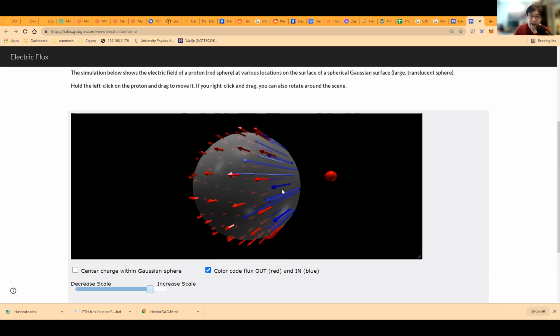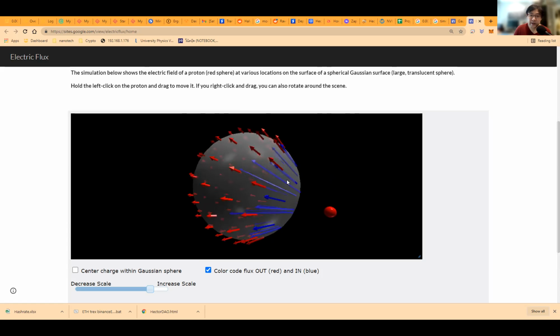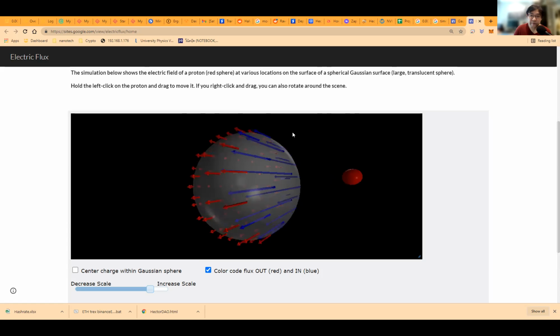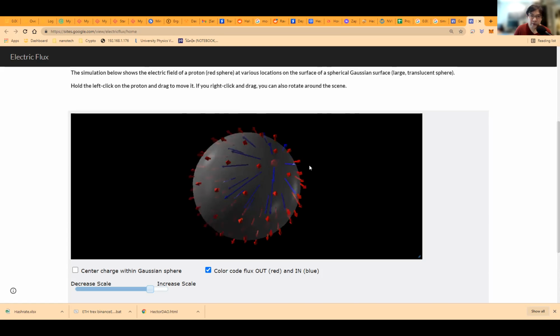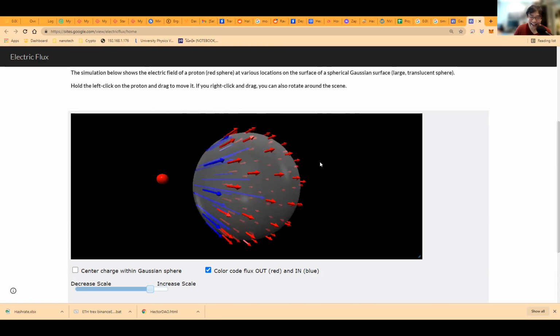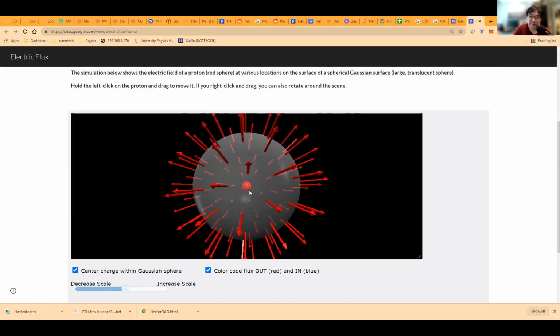Very good. You guys can play around and take a look at this. I hope they have more. I think they should have more. They have the cube one. This one is good. You can exaggerate the electric field lines a little bit to make it even cleaner. Cool. I can move things back to the center.